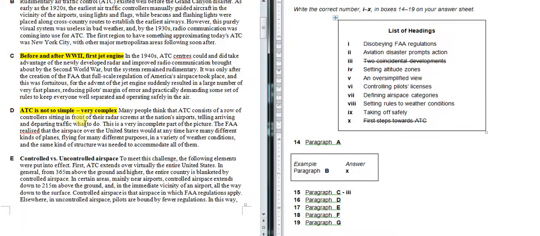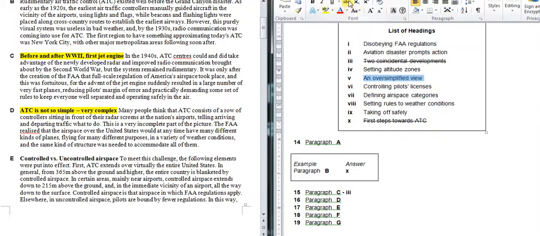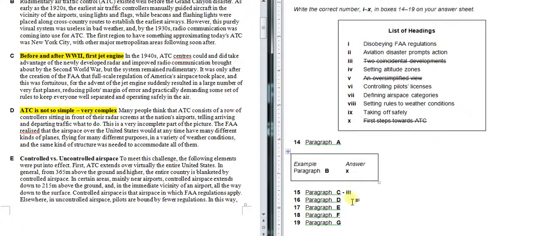ATC is not so simple, very complex. I think this one should be really easy to find. An oversimplified view. Not so simple, actually very complex. That's exactly what this means. People think that it is very simple, but it is not. Okay? So D is going to be 5.